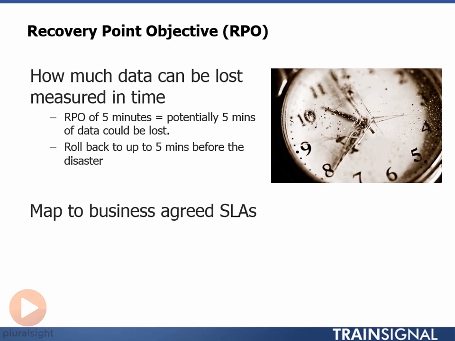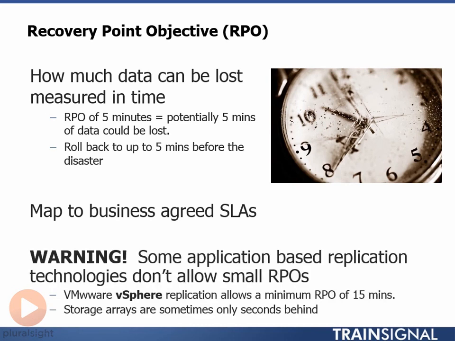Now then, sometimes the technologies you deploy will dictate things like RPO. For example, it's quite common for application and hypervisor-based replication engines not to provide very small RPOs. VMware's vSphere Replication, in its current version, supports a minimum RPO of 15 minutes. And for some businesses and for some use cases, that just won't be acceptable. So be really careful when choosing technologies. Make sure that they match your requirements.